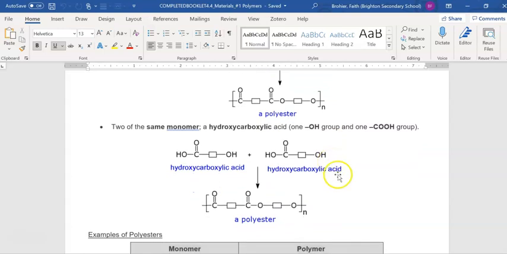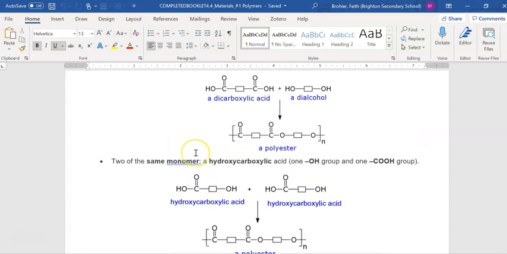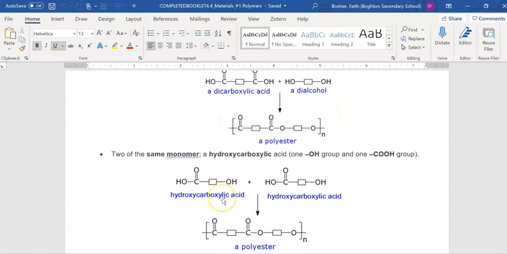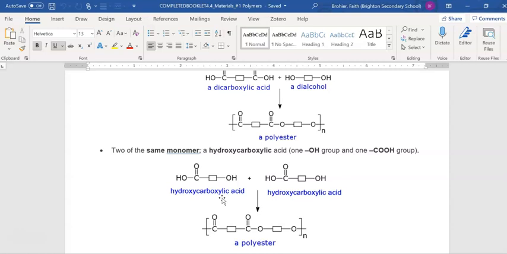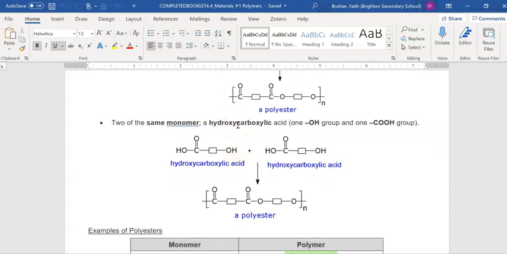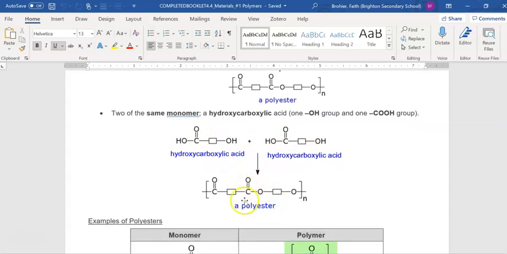Alternatively, you can just get two of the same monomer. So instead of having a dicarboxylic acid and a dialcohol, you can actually get monomers that have both a carboxylic acid functional group and an alcohol group. So they're called hydroxycarboxylic acids because they've got a hydroxy group, an OH group, and a carboxylic acid functional group. If you combine both of those together, then you will also get a polyester. You lose the H from here, the OH from there, they combine together.